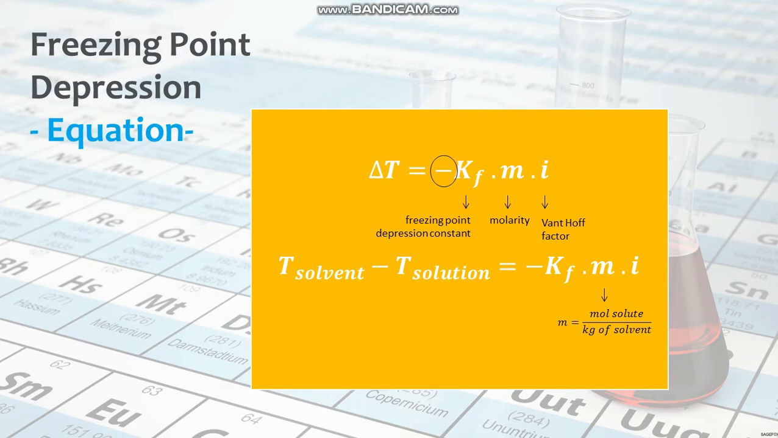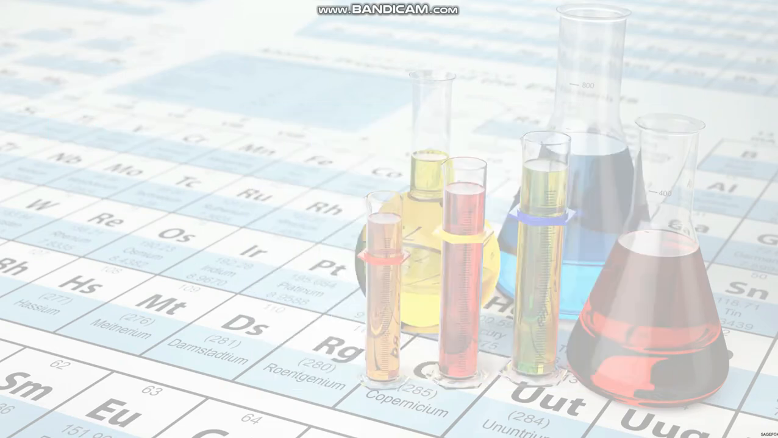So if you have a pure water solution, it's going to freeze at 0 degrees Celsius. But if you have, let's say, a salt water solution, the freezing point might be something like negative 8 degrees Celsius. So you can see the freezing point of the solution is lower than that of the pure solvent.